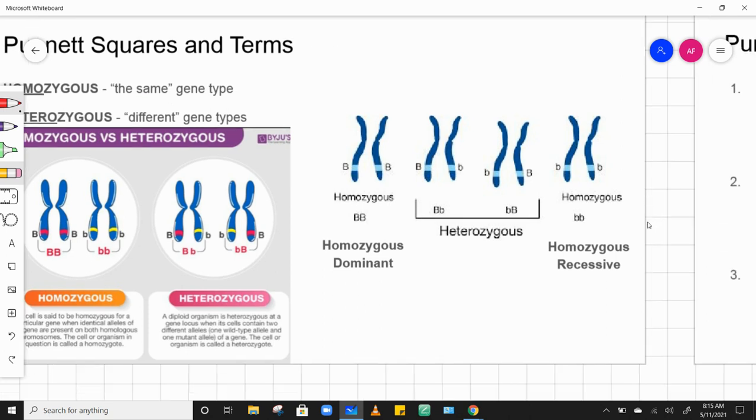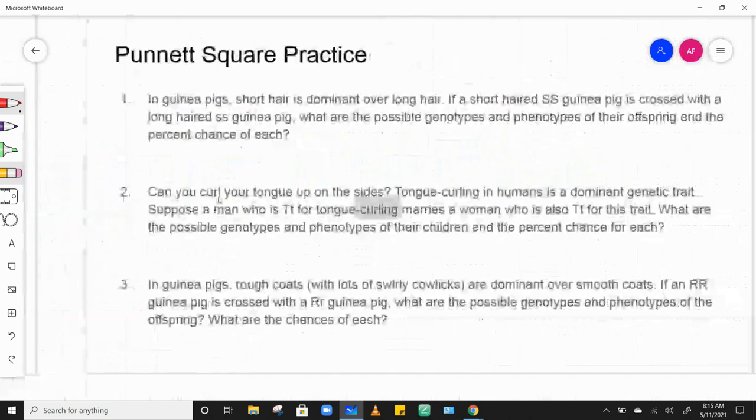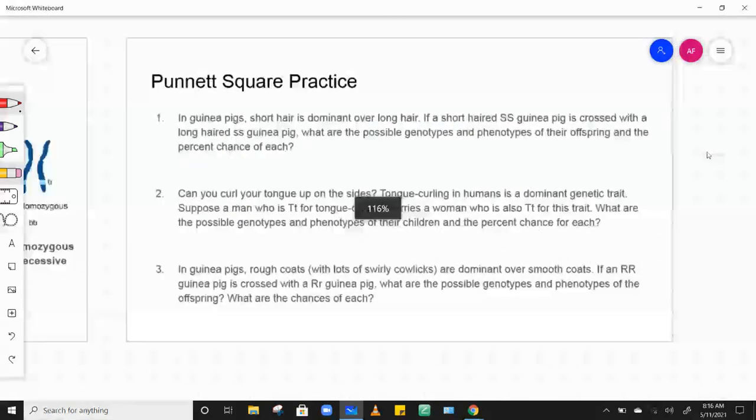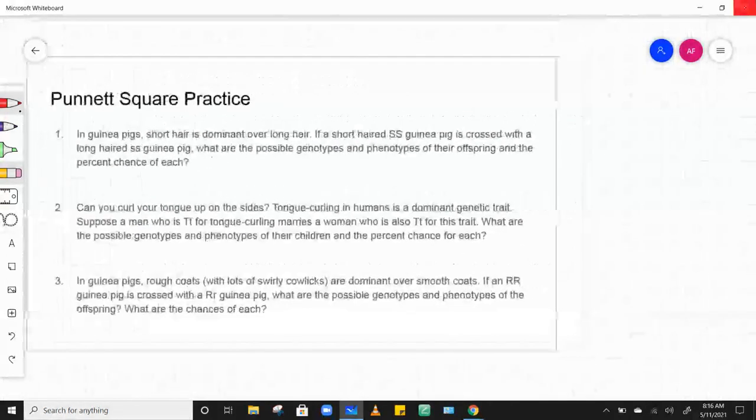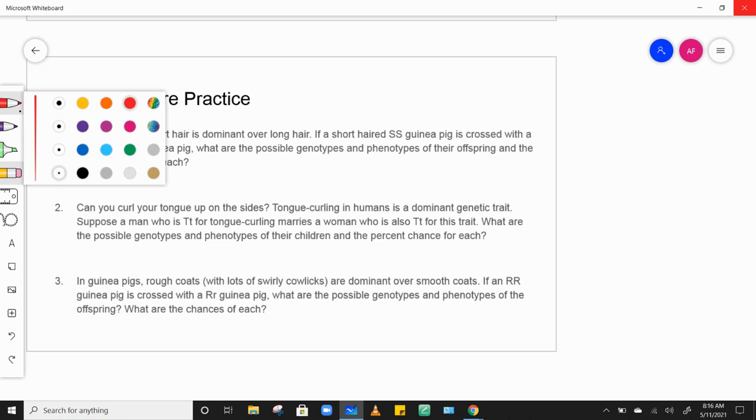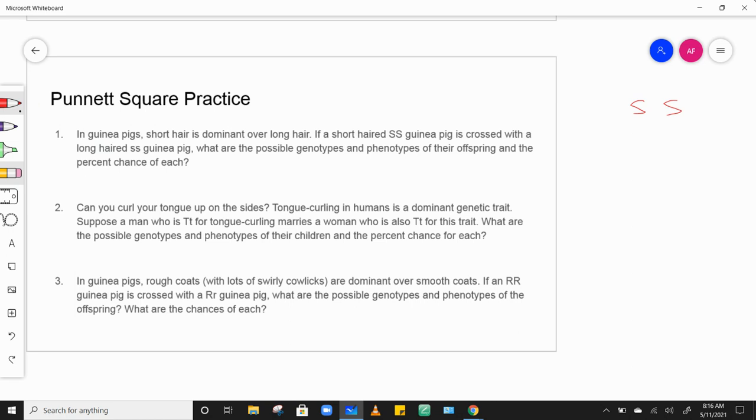Okay, so let's do some practice Punnett squares here, and then we can take it from there. In guinea pigs, short hair is dominant over long hair. If a short-haired SS guinea pig is crossed with a long-haired ss guinea pig, what are the possible genotypes and phenotypes of their offspring and percent chance of each? First of all, I want to draw a little Punnett square over here. So we have SS, those are capital S's, and these are little s's. So here's my Punnett square.